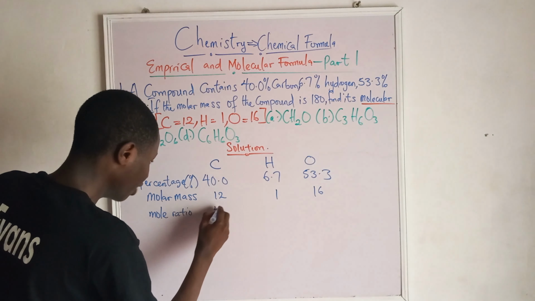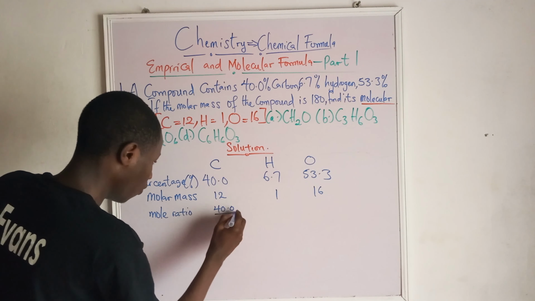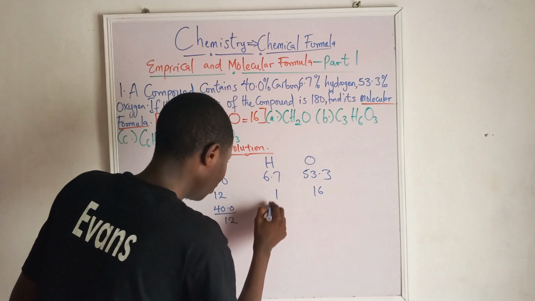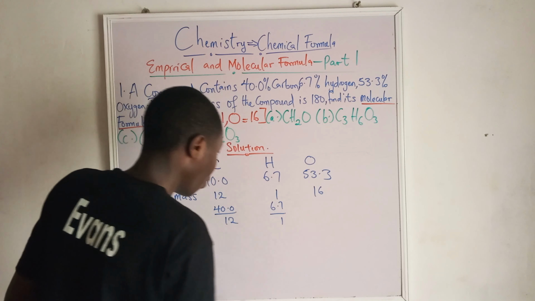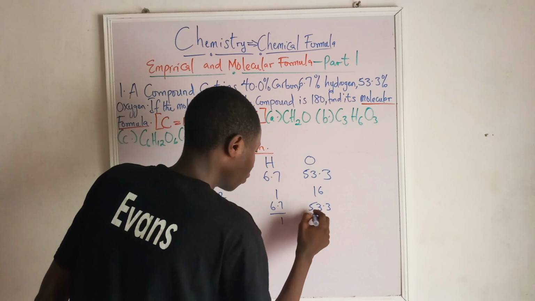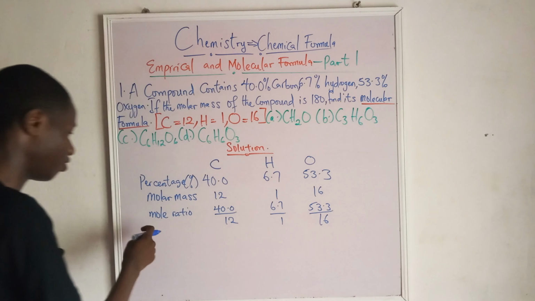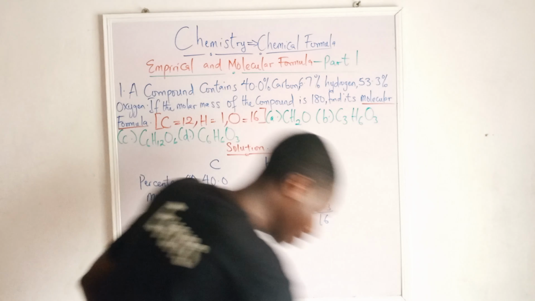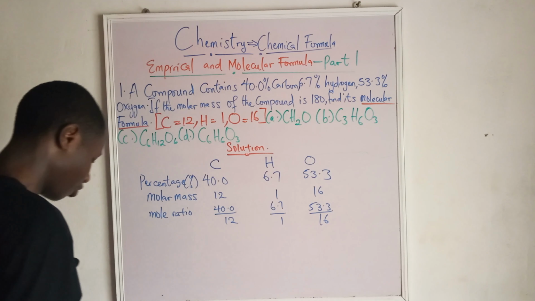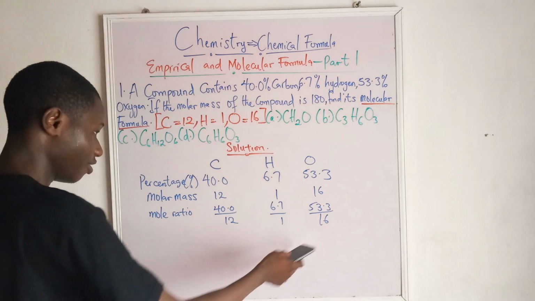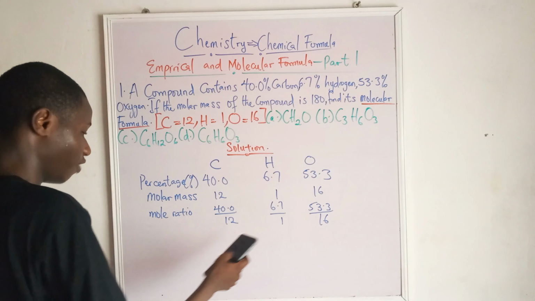So you are now going to get something like 40.0 over 12. Because you are just starting, that's why I have to follow this process. So 6.7 over 1, 53.3 over 16. Now you can try to press your calculator. At the end of the day, you're going to get something like 3.3 here, 6.7, 6.7 divided by 1.